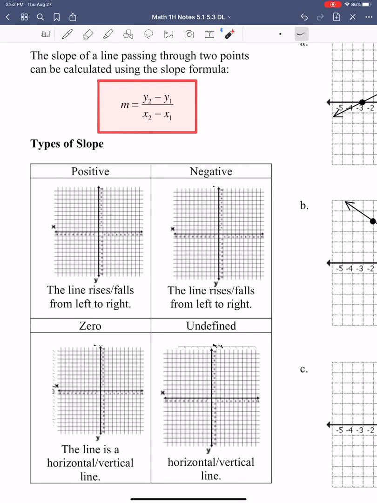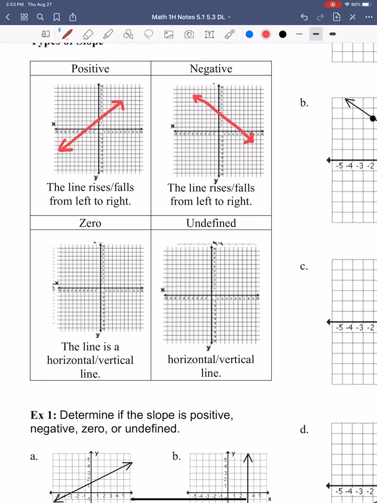So we have a couple different types of slope here. So we can have positive slope, which means that our line is going upwards, right? So it's rising from left to right. That's a positive slope there. Okay, we can have a negative slope, which is going down from left to right. So something that looks like this.